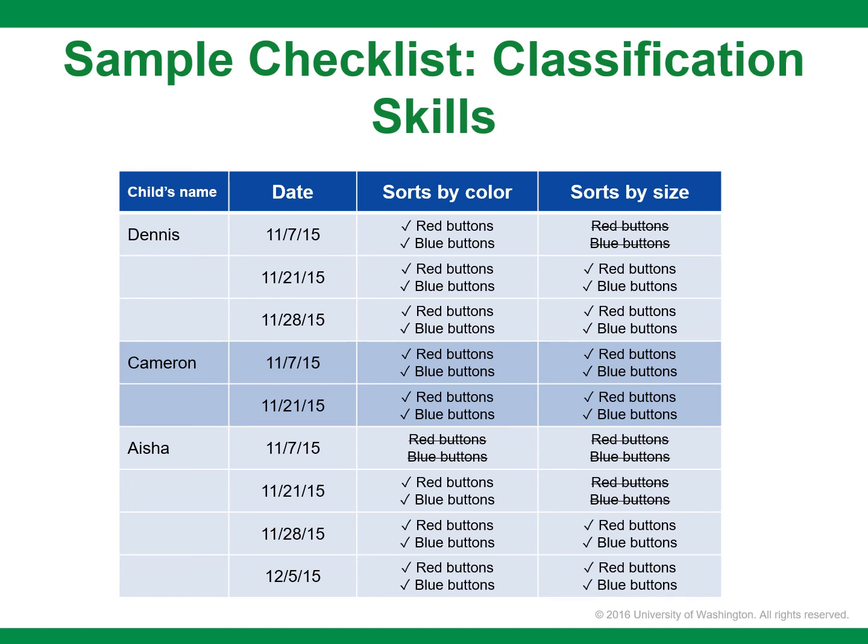With some simple planning ahead of time, this checklist can be an easy way to observe how children are progressing on classification skills. With this checklist, the teacher uses buttons of different sizes and colors to monitor if children can organize buttons by size and color. The teacher checks the item when a child classifies them correctly and puts a line through the item if the child is incorrect.